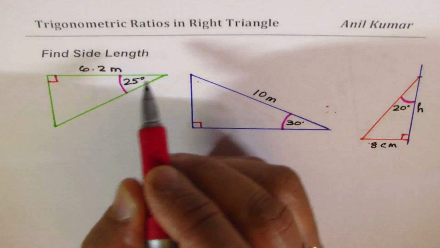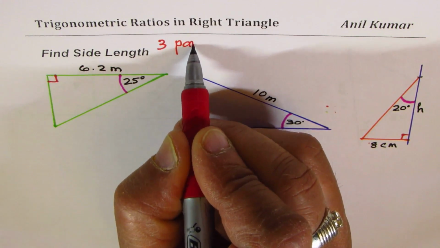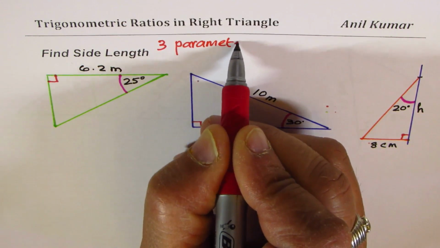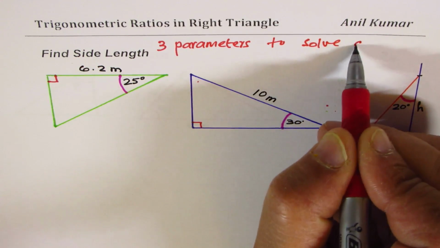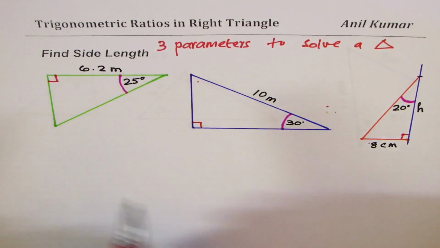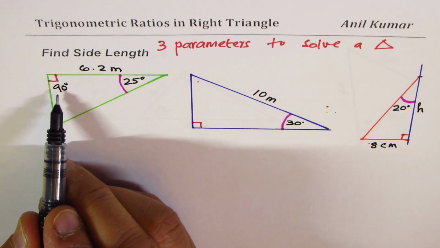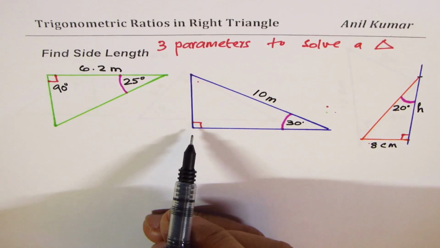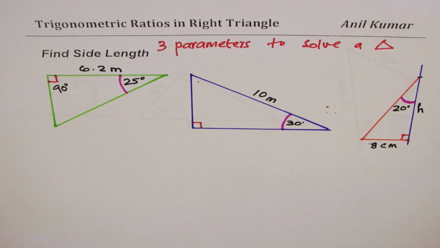That's also an interesting question. We need three parameters, let me call them, to solve a triangle, right? So three things known: one is 90 degrees, right? It is known to us. So we know this is 90 degrees, correct? We are not writing it, but it is known. So two angles and a side are known to us.